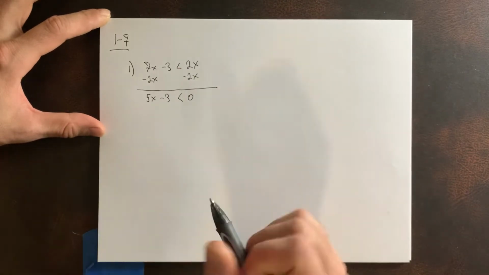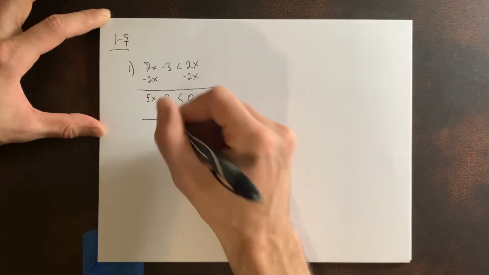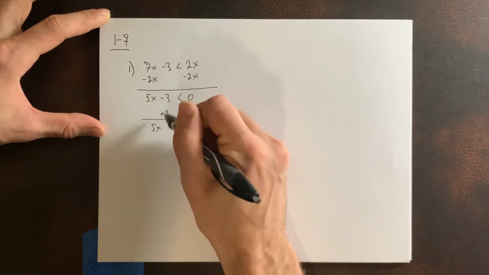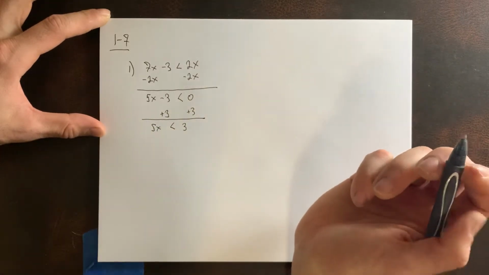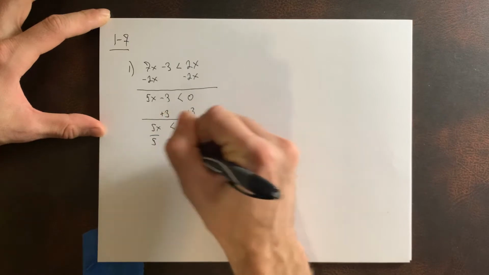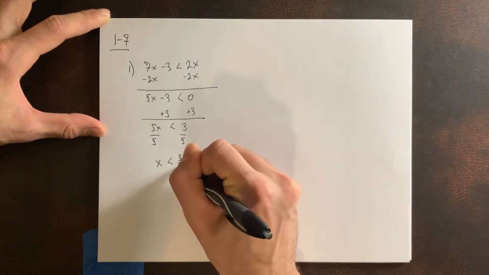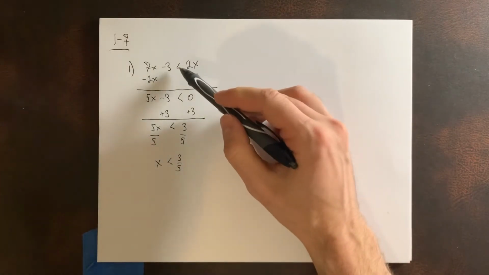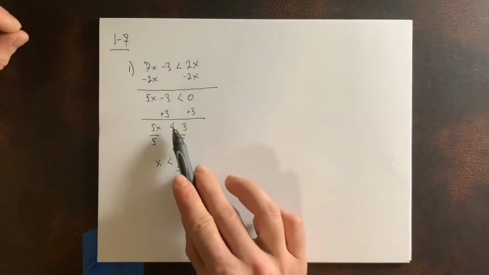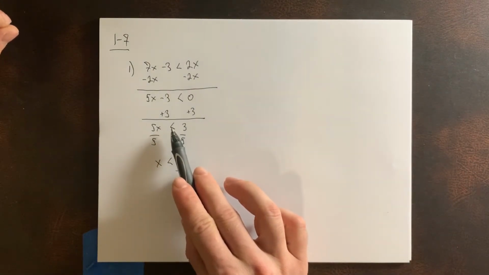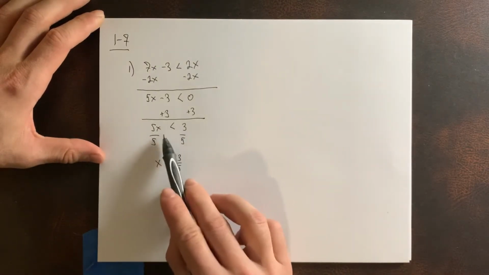Then we could take this 3 and add it to the other side. So we just have a 5x on this side. Those 3's cancel. We still have our sign, and then we're adding 3. Then we can divide by 5 on both sides. So x is less than 3/5. In this example, if we replace the sign with an equal sign, the same work would follow. The only thing different about this sign is that, as we'll see in the next example, if you end up dividing both sides by a negative, this sign needs to flip around.